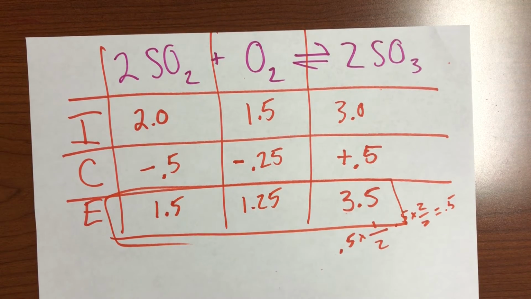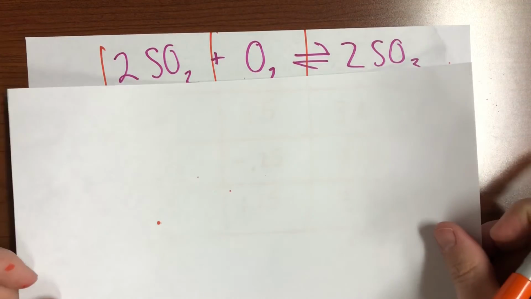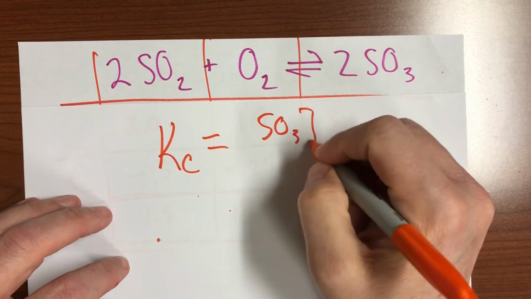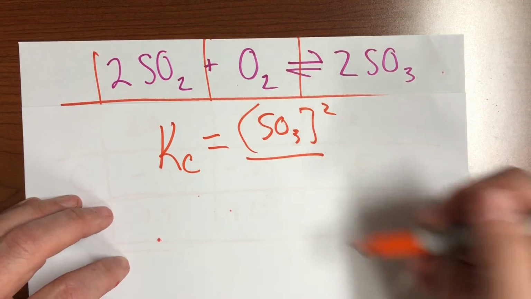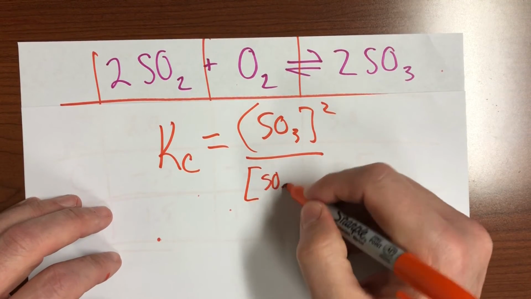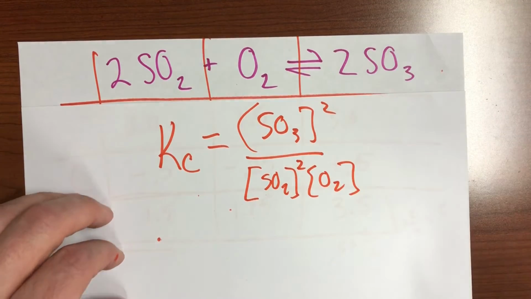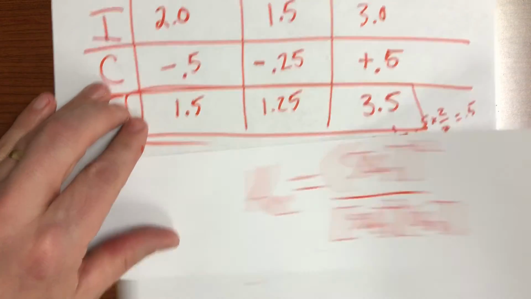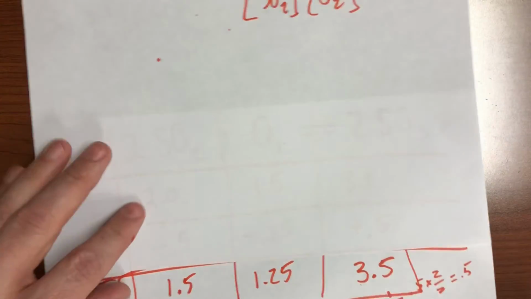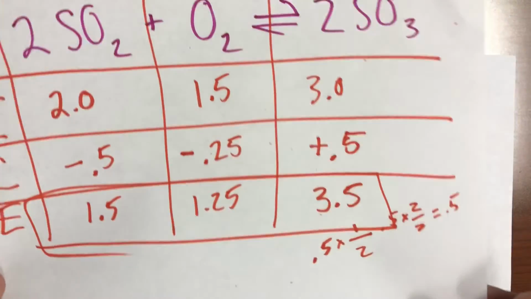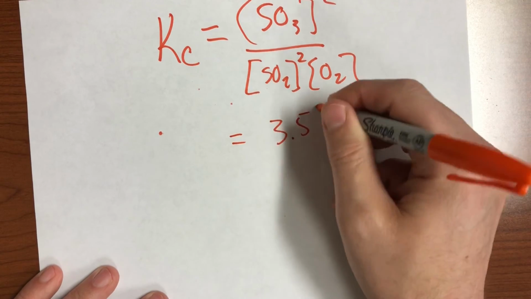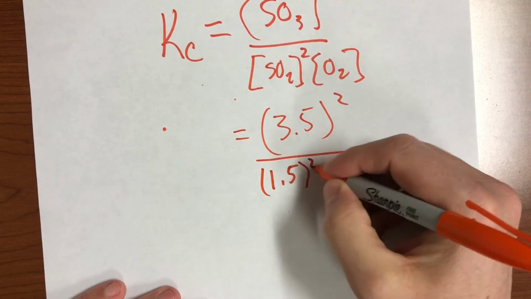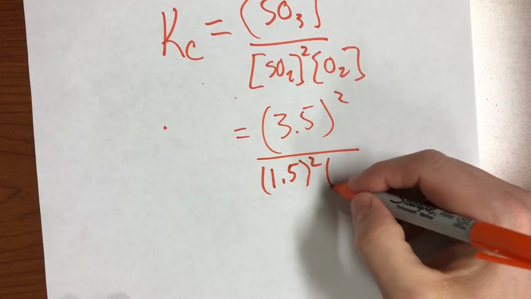Our K expression is going to be, we never did write our K expression yet, did we? We should. So our Kc expression, since we're using molarities, is going to be [SO3] squared over [SO2] squared times [O2]. These are equilibrium, so brackets mean molarity at equilibrium. If we plug in all those numbers we just derived, the SO3 number is 3.5, the SO2 number is 1.5, and we're going to square that. And then the O2 number is 1.25, not squared.